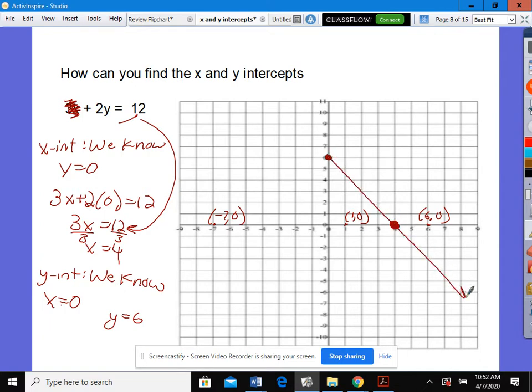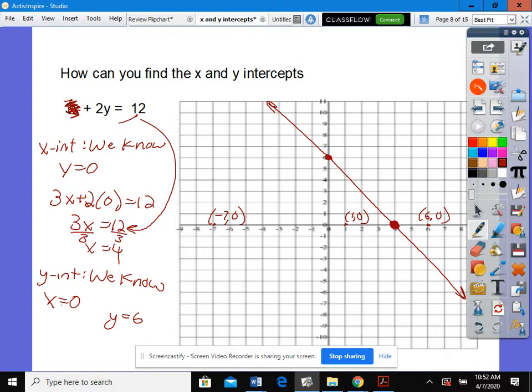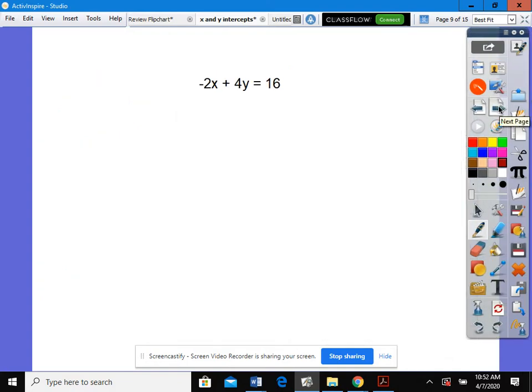Just connect them together with a ruler. Obviously, if you're doing this on the computer, you don't have a ruler, or you can use a virtual ruler. But that's kind of a crash course there on what x and y intercepts were. Before we leave, let's find the x and the y-intercept here, and then we'll be done.